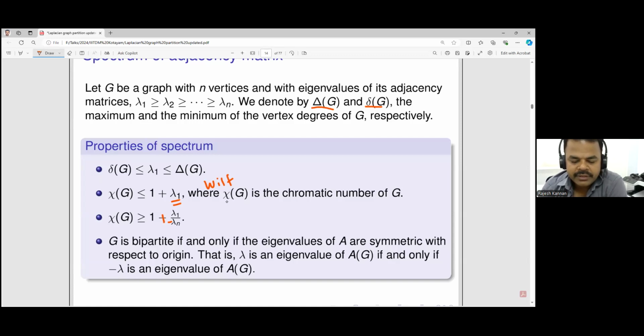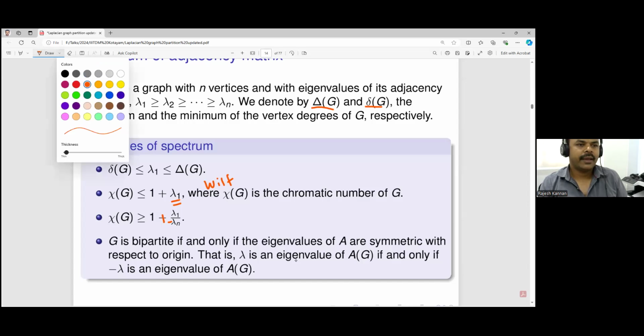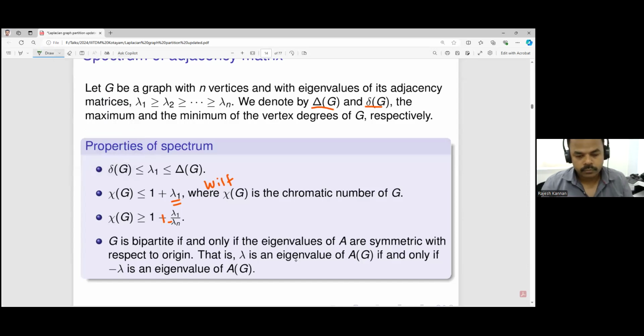And the other thing is, I think most of you know what a bipartite graph is. Bipartiteness of a graph is a structural property, and this property can also be read from the spectrum. That means lambda is an eigenvalue if and only if minus lambda is an eigenvalue. If this property holds for the eigenvalues of the adjacency matrix, then the graph is bipartite. That's an interesting result because on one side you have a graph theoretical property, and on the other side you have a stronger result about the spectral property.